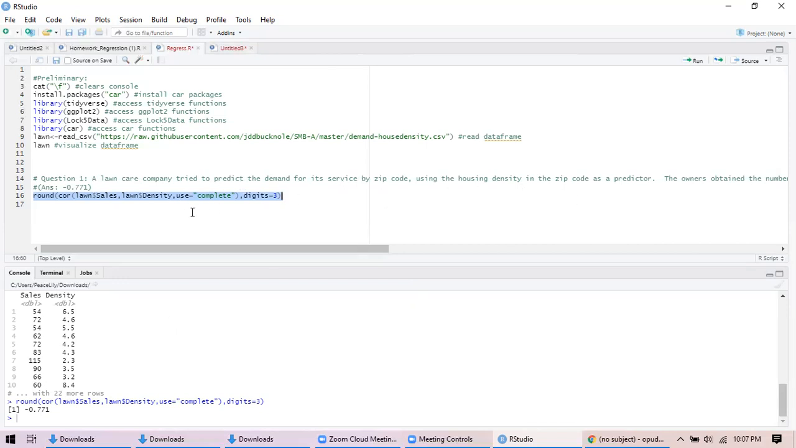On line 16, you see there's core lawn sales, lawn density. So this is the formula. Do you remember the calculation we did? You just do the same thing. You have core of the lawn sales, and I think the first argument is your response, the one that you're trying to predict, right? And then your predictor is your density.